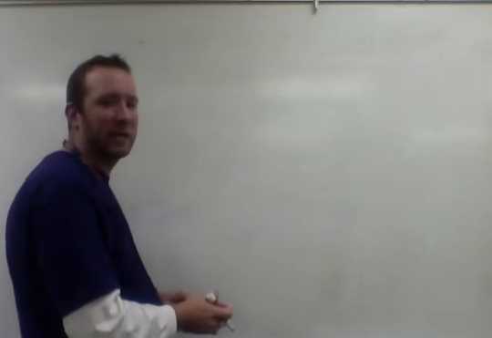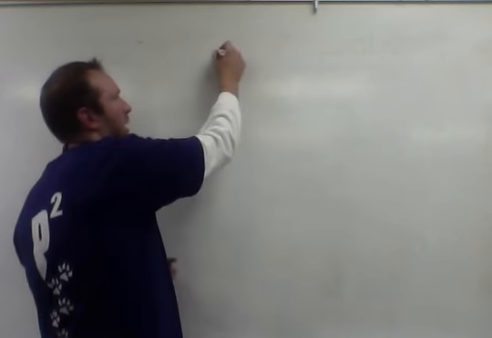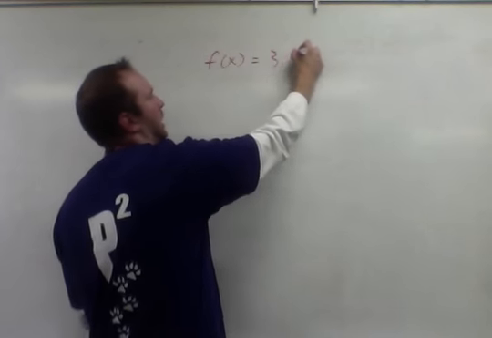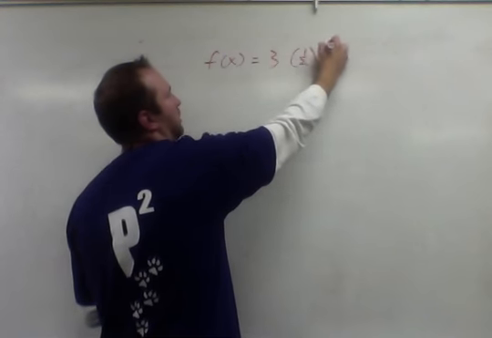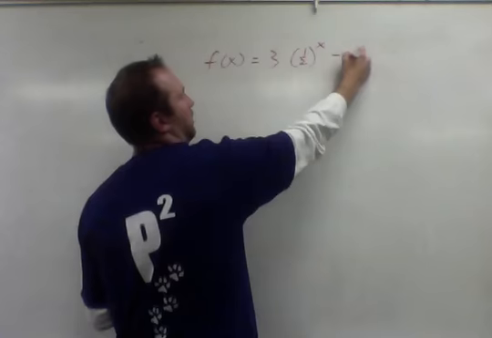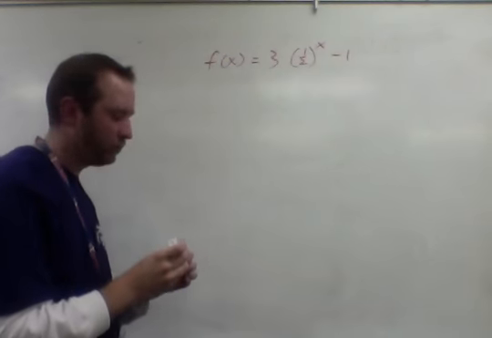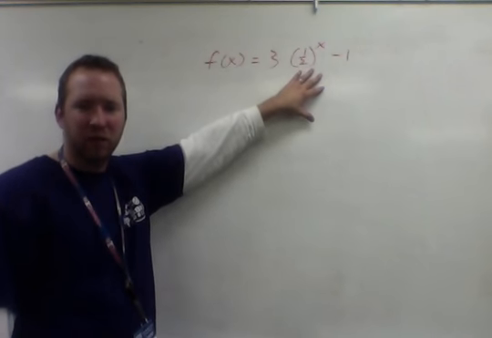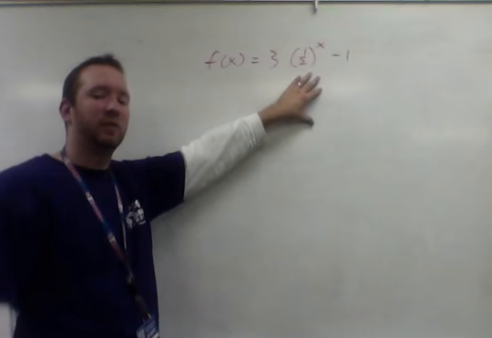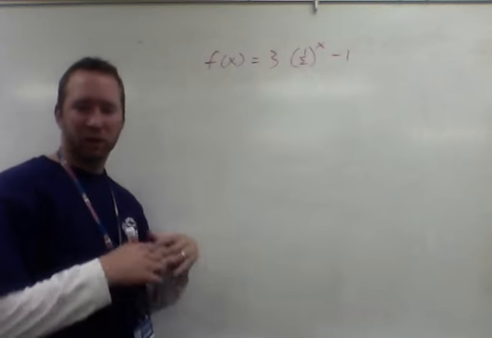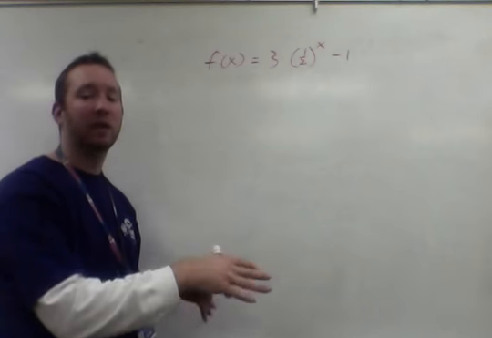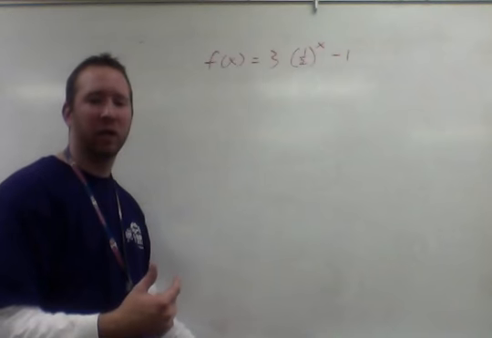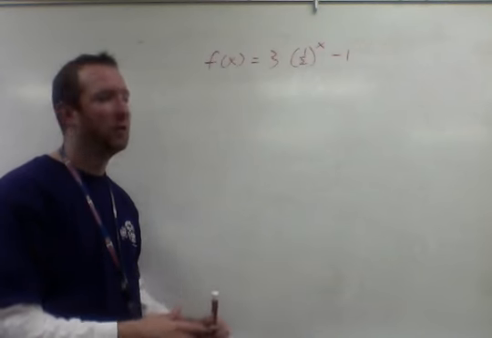All right, for our second example, we're going to look at f of x equals 3 times 1/2 to the x minus 1. Okay, so what's going on here? My base is a half, and as you saw in the beginning of this video, if the base is between 0 and 1, the values are going to decline. They're going to decay. The reason for that is you're multiplying by half over and over again. So basically you're cutting your numbers in half.